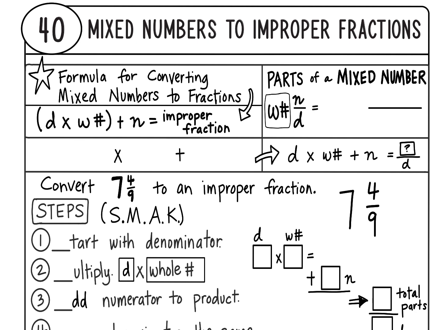Okay, the formula for converting mixed numbers to fractions. The D is going to stand for the denominator. So when you see this D here, it's representing denominator. What do you think W number sign means? Whole number. Yeah. So then I'm going to multiply that by the whole number.